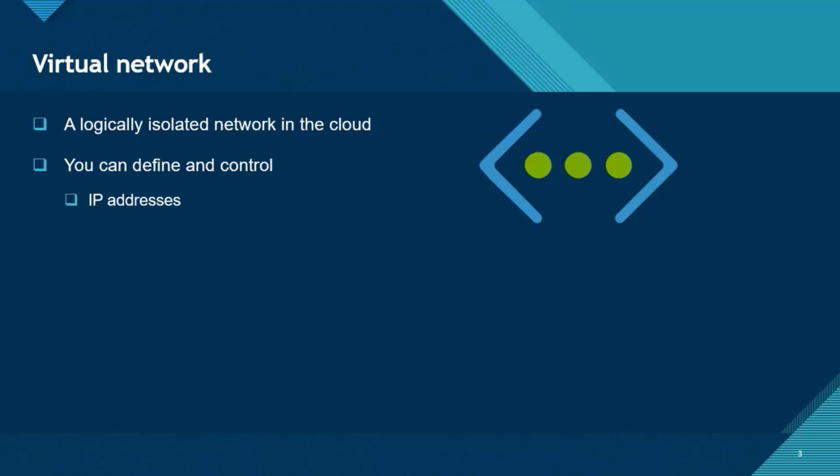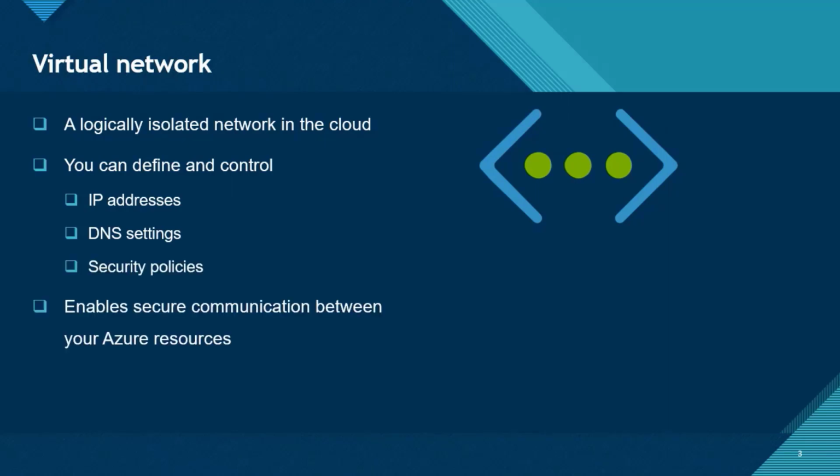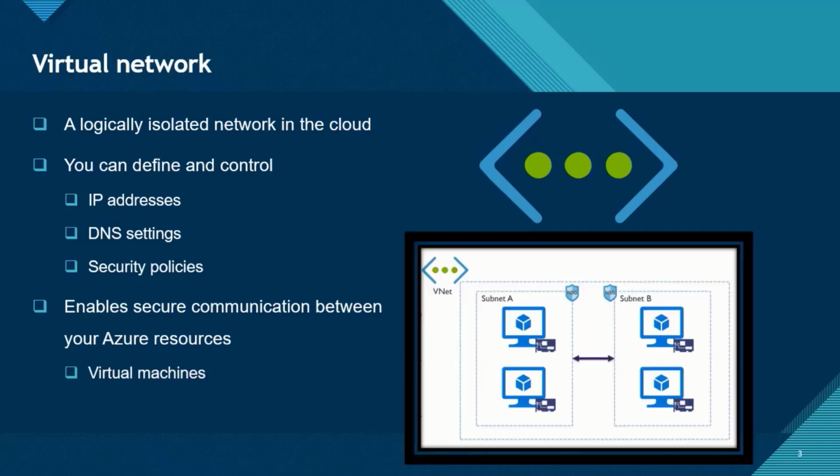You can think of it as your virtual data center in the cloud, where you can define and control things like IP address ranges, DNS settings, and security policies. Virtual Network enables you to securely connect and communicate between Azure resources, such as virtual machines, databases, and other services within a specific network boundary.